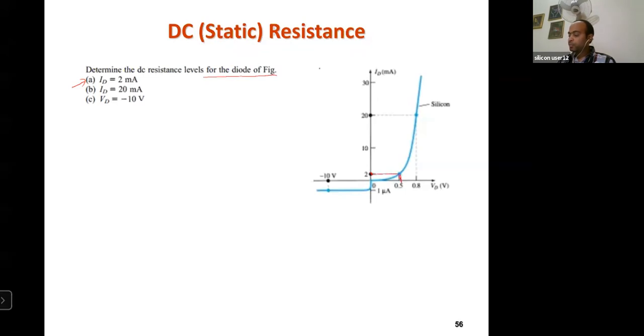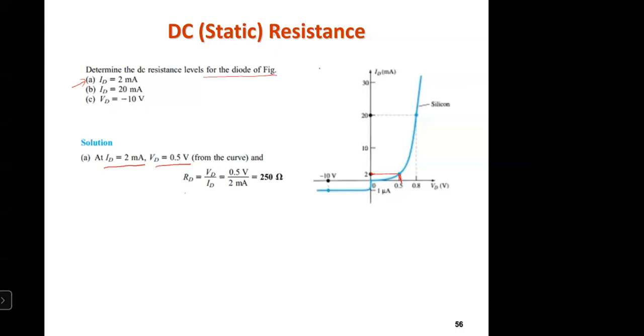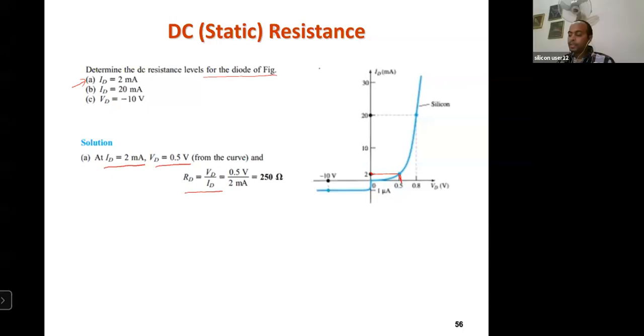and find the corresponding VD. Then divide it and find the resistance. Nothing else. At ID equal to 2 milliampere, VD we found as 0.5 volt. So RD equals what? It is VD by ID. 0.5 by 2 milliampere. Yes, right, VD by ID.